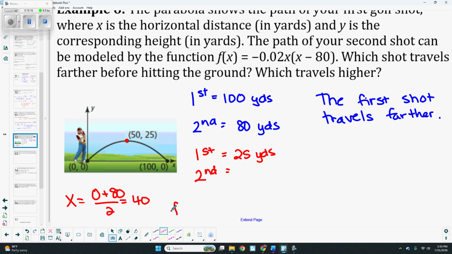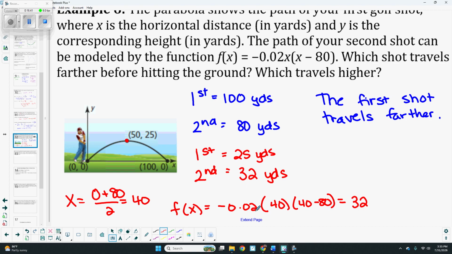And now we're going to plug that back in. So negative 0.02 times 40 minus 80. So 40 times negative 40 is negative 1600 times that negative 0.02 is 32. So the second shot reaches 32 yards, which means the second shot travels higher.